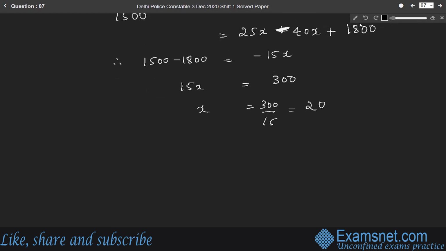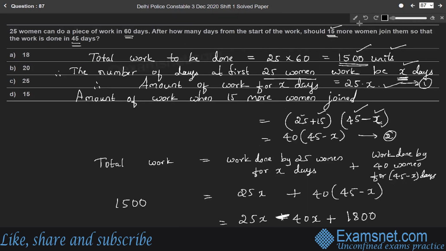So what is X according to our assumption? The number of days 25 women work at first is X days. So after X days, 15 more women will join. Therefore, 15 more women should join the work after X days, that is 20 days. Therefore, option B, 20, is the answer.